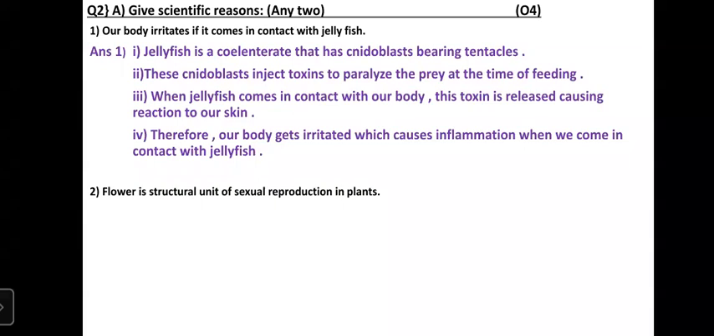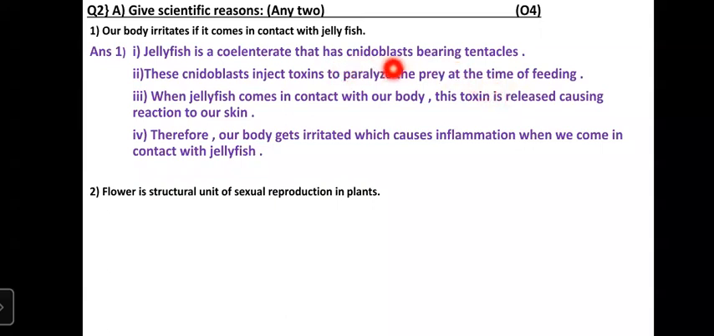See the first give reason: our body gets irritated if it comes in contact with jellyfish. Students, write your answer point-wise. It will look good and increase your presentation. How are you going to write? Answer 1. First point, jellyfish is a cnidarian that has cnidoblasts bearing tentacles. What are cnidoblasts? They are specialized cells present in cnidarians. Second point, these cnidoblasts inject toxins to paralyze the prey at the time of feeding.